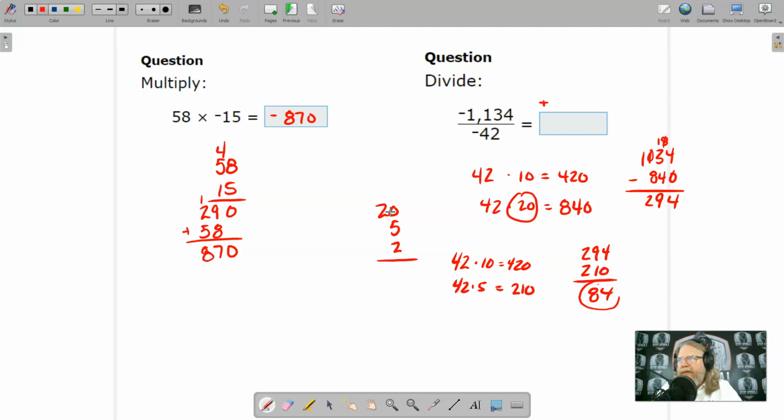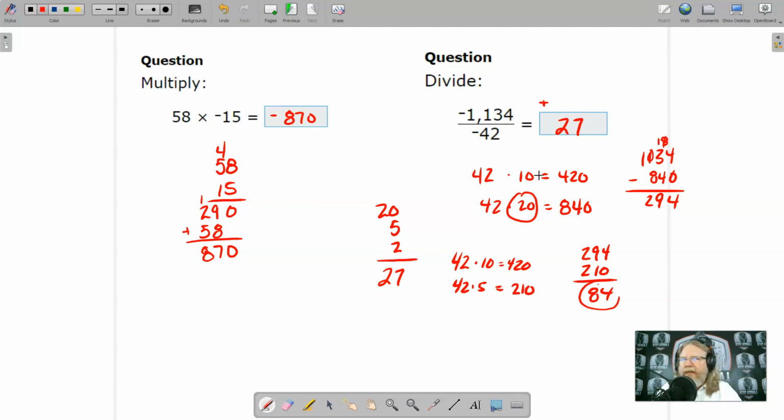So I did 20 times here to get 840. Subtracted that, left with 294. I did 5 of them, which was 210, which left me at 84. 2 more 42, so now 20 plus 5 plus 2 is 27. And if you want, you could grab your calculator and check that out. 1134 divided by 42. Hit enter. It should give you 27.